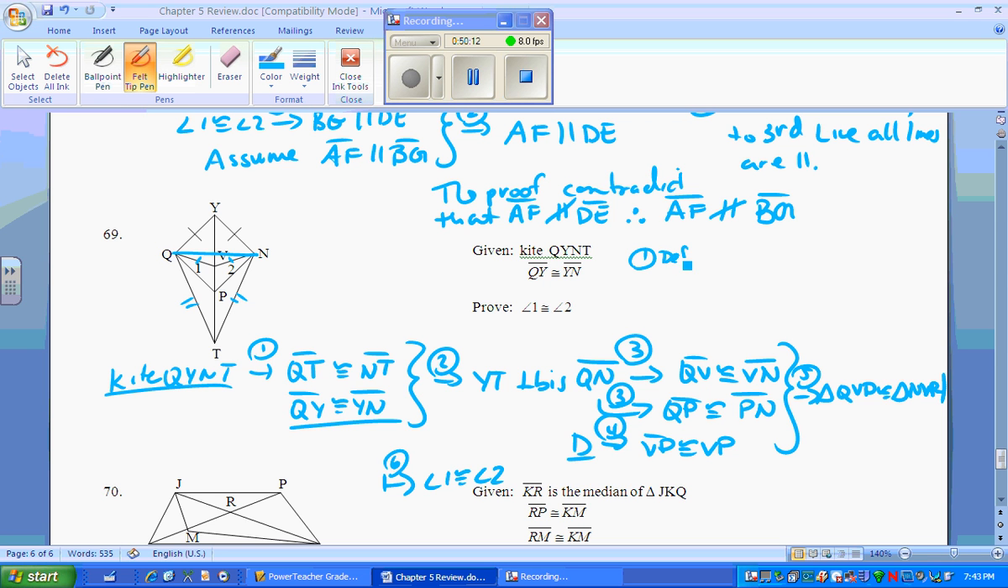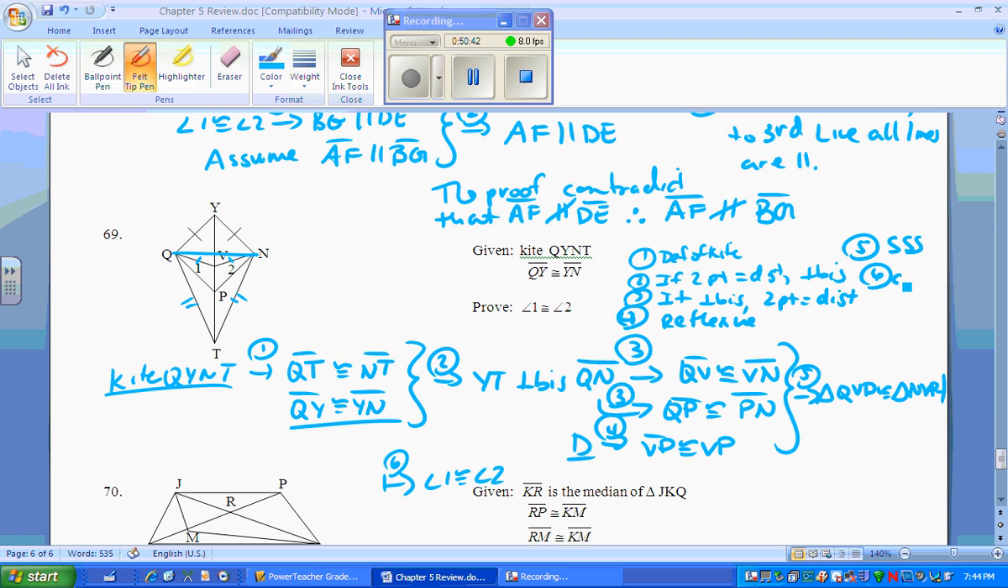Reason 1 would be definition of a kite. Reason 2 is if two points equidistant, perpendicular bisector. 3, if perpendicular bisector, two points equidistant. 4 is reflexive. Reason 5, side, side, side. 6, CPCTC.